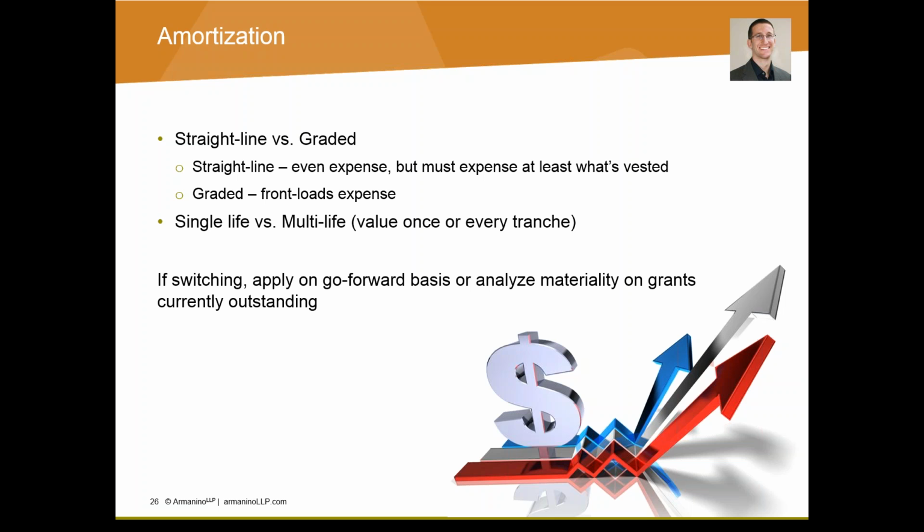If you are looking to switch, you have to then decide if you're going to apply that on a go-forward basis, or analyze and see if you can actually convert the grants that are currently outstanding. Typically, we see this applied on a go-forward basis. And then one of the challenges there is, do you have a system or a methodology to be able to differentiate between your grants that might be straight line versus graded?